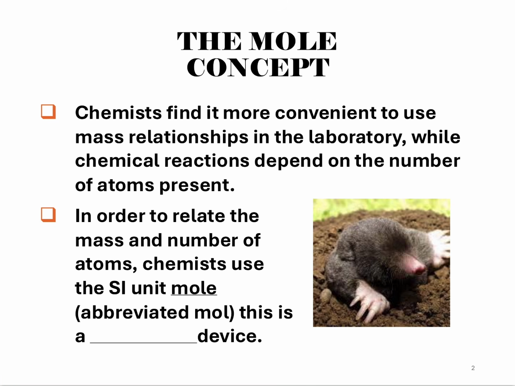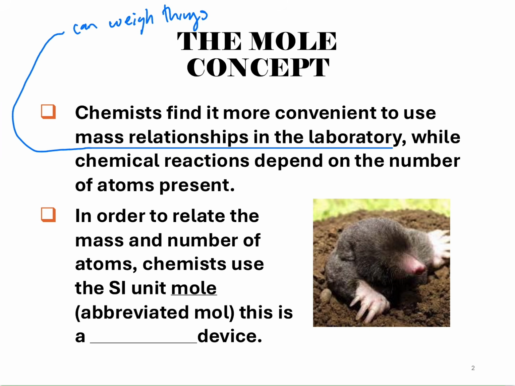So it's more convenient to use mass relationships while in the laboratory. And why is that? Because we can't actually count the number of atoms or molecules that are involved in a reaction, right? We can, however, weigh things before we put them into a chemical reaction. We can determine how much we have by weighing the amount of each reactant.